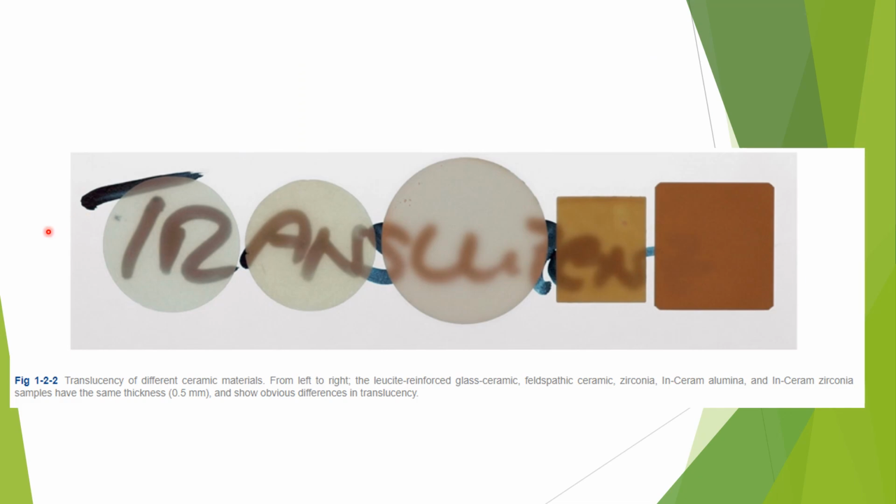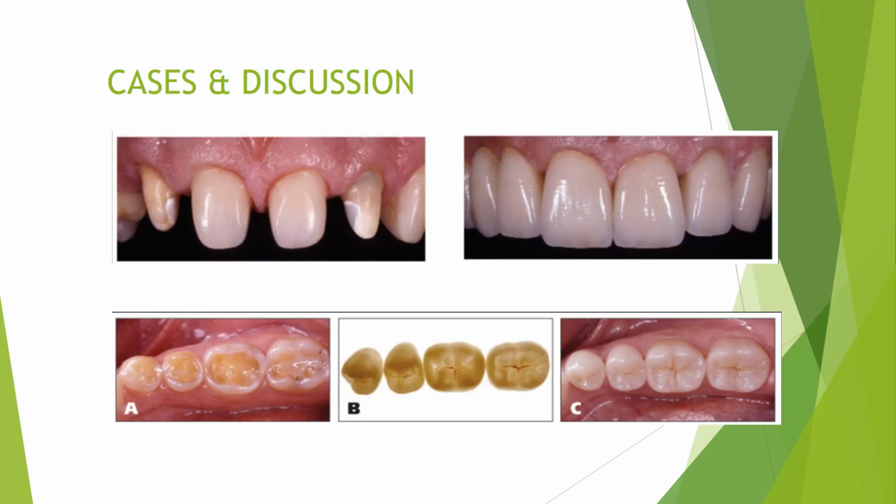Okay, coming to the translucency, so you can see there are so many blocks, right? So translucency of different ceramic materials. This is the leucite reinforced glass ceramic, feldspathic, zirconia, In-Ceram alumina, and In-Ceram zirconia, right? So you can see there's so many variations of the translucency, yeah? And that will give you more natural teeth-like appearance, right? Which is also under aesthetic requirements, guys, okay?